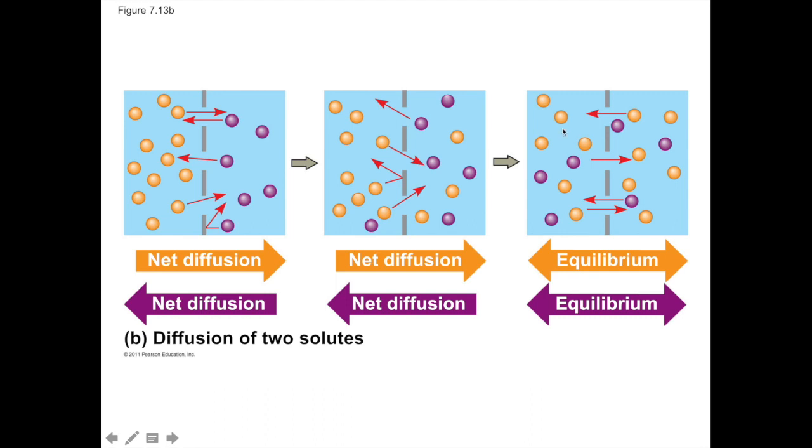So no matter what, there's going to be more orange on either side than purple. So more orange than purple on the left, more orange than purple on the right, but the concentration of orange is the same on left and right, and the concentration of purple is the same on left and right. So through diffusion, you could have all the solutes in here, and it could be very complicated, but at equilibrium, there's going to be equal proportions of each solute on either side of the membrane.